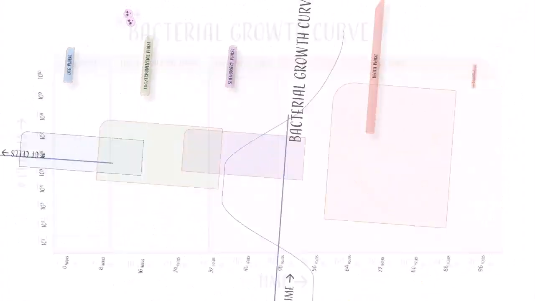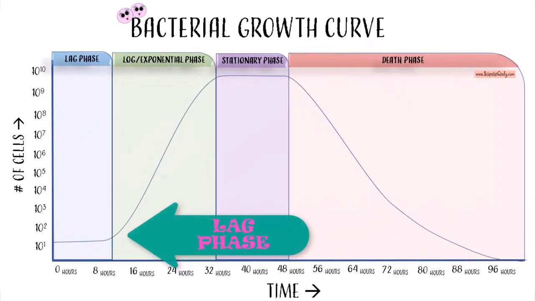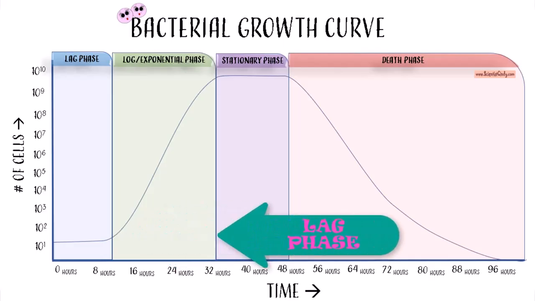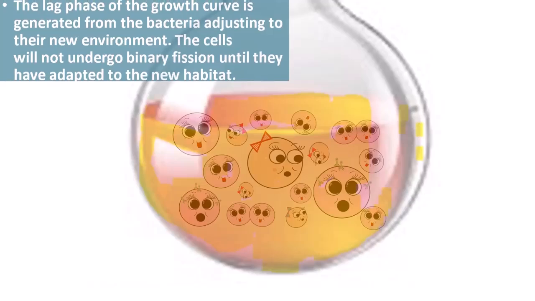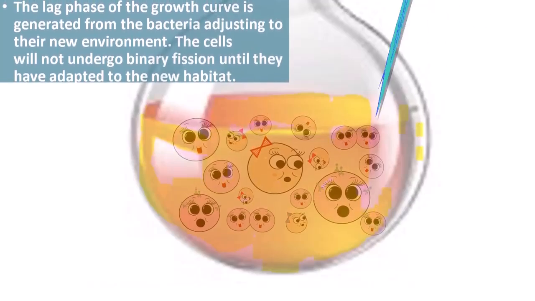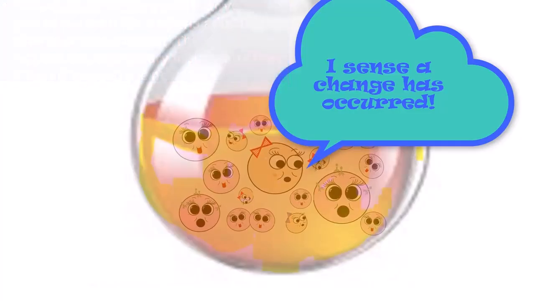The lag phase of the growth curve is when we have no active growth, so the population of cells remains the same during the lag phase. This is because the bacteria are adjusting to the new environment. The cells will not undergo binary fission until they have adapted to their new habitat.